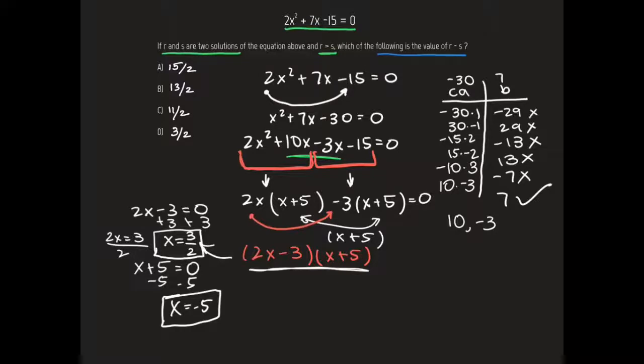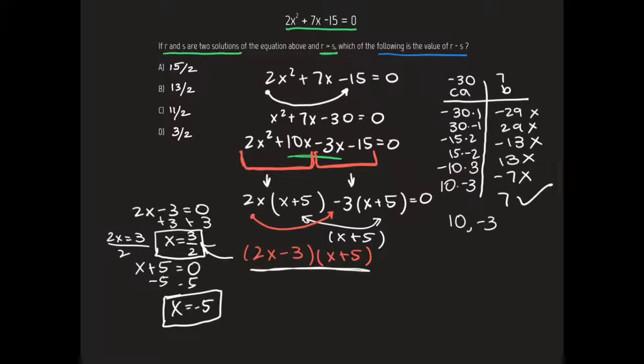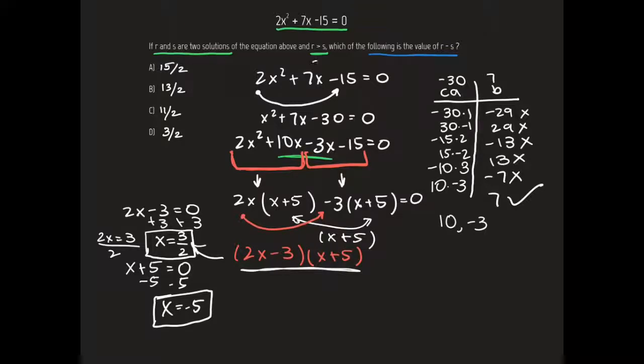Now, we have to go back to this part, which says r is greater than s. This piece of information will let us know what value is r and what value is s. So between 3 by 2 and negative 5, which value is greater? 3 by 2 is just 1.5, and 1.5 is greater than negative 5. So that means this is our r value, and this is our s value.